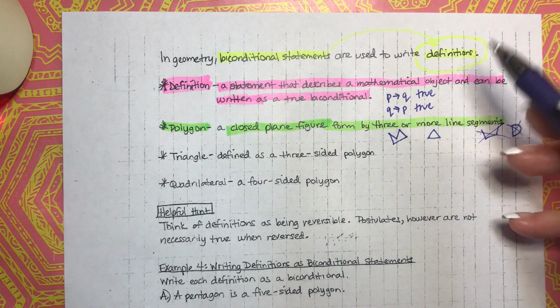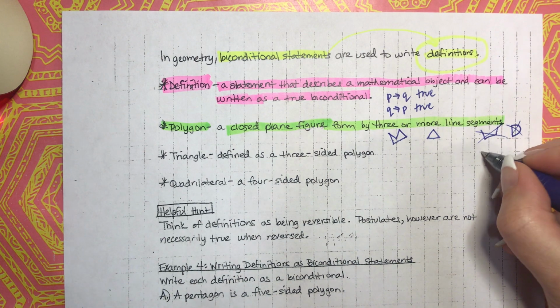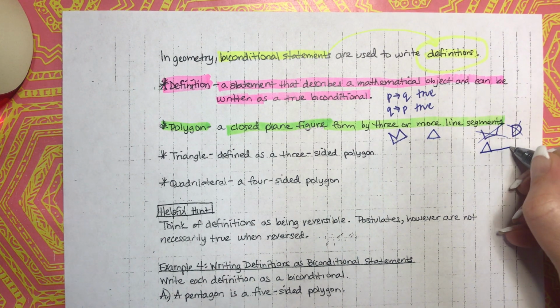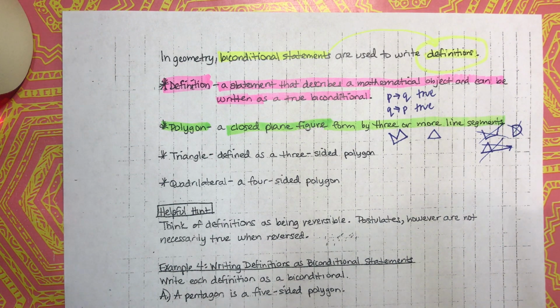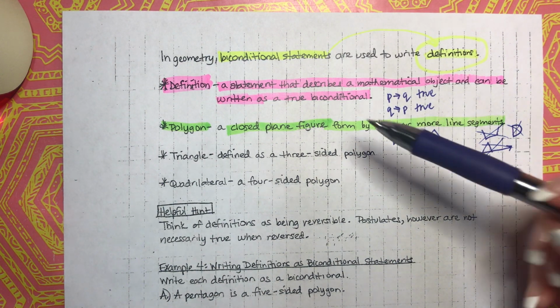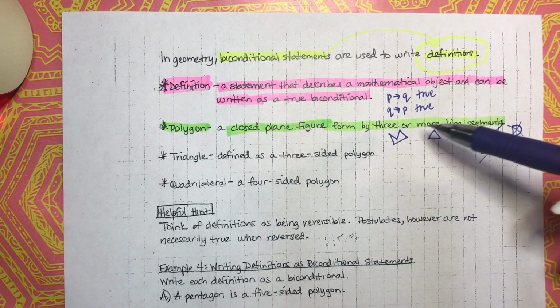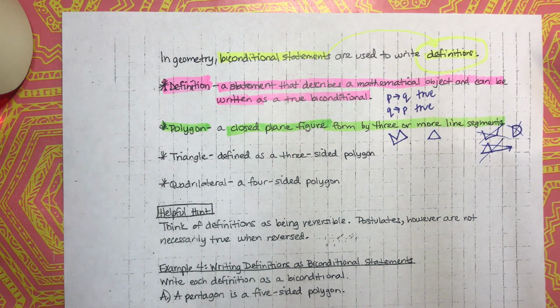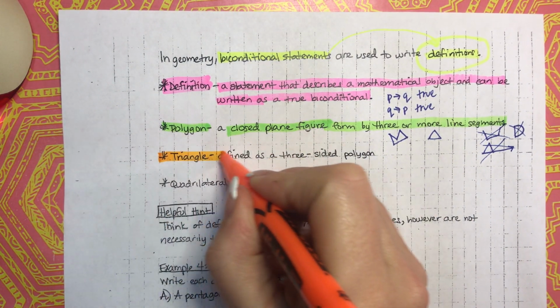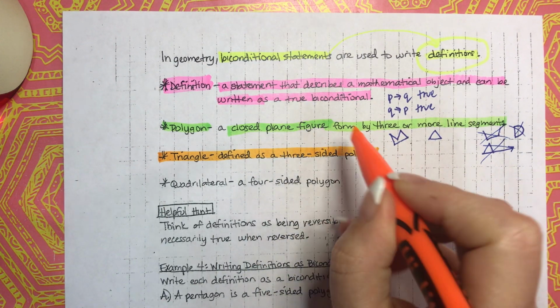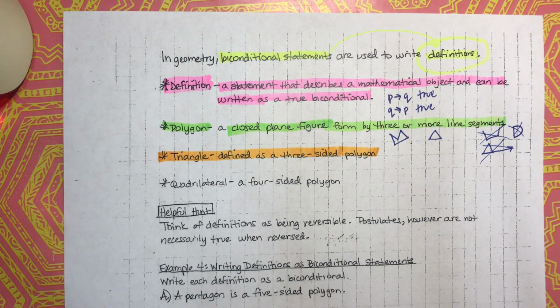They can't go on and on forever, right? It can't be something like this, right? That's not a polygon because they're line segments. They're not lines that go on forever, okay? So polygon, a closed plane figure formed by 3 or more line segments. So one of those polygons would be a triangle, which is defined as a 3-sided polygon, okay? A polygon which is closed, it has 3 sides.